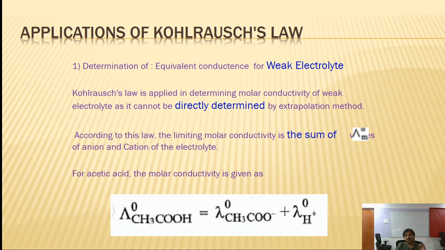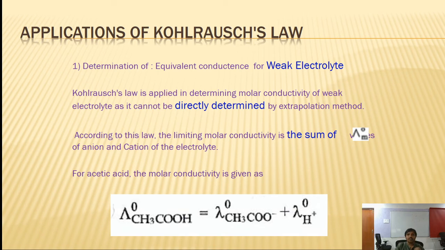calculated by use of Kohlrausch law. Kohlrausch law is applicable for the determination of molar conductivity of a weak electrolyte. It cannot be directly determined by the extrapolation method. The conductivity of a strong electrolyte can be determined by the extrapolation method. For a weak electrolyte, we can't use this method, so here Kohlrausch law is applicable.